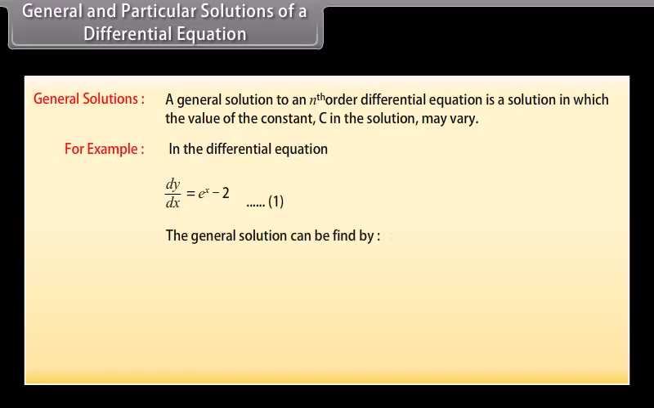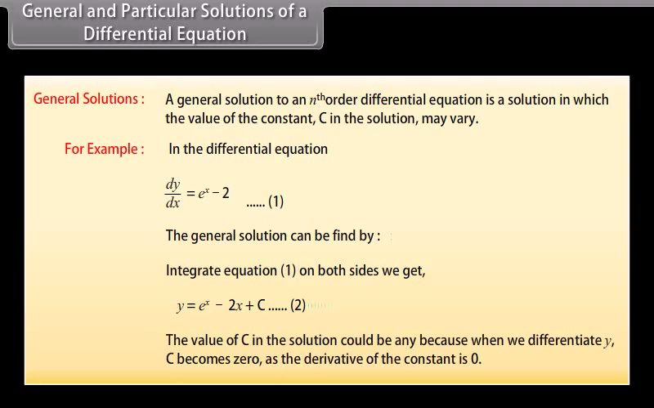The general solution can be found by integrating equation 1 on both sides. We get y equals e raised to the power x minus 2x plus c, name it as 2. The value of c in the solution could be any, because when we differentiate y, c becomes 0 as the derivative of the constant is 0.